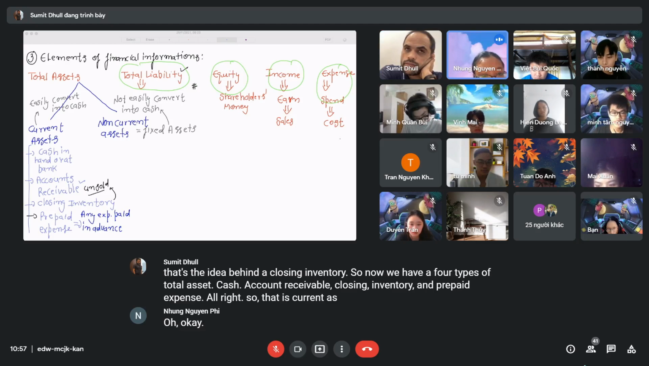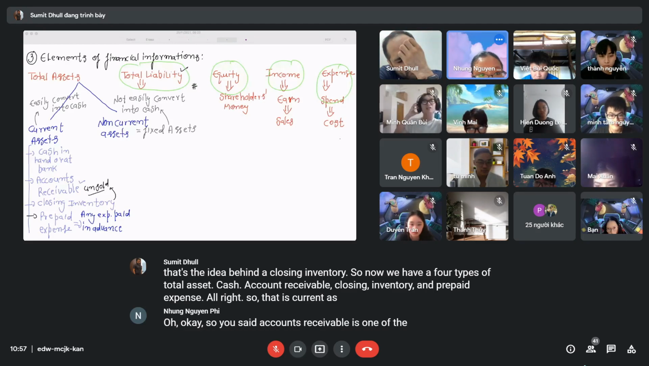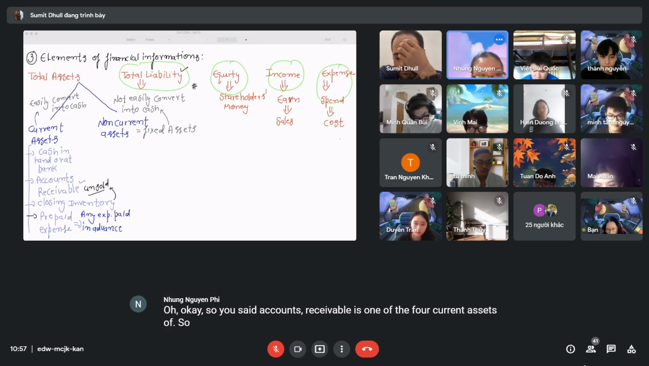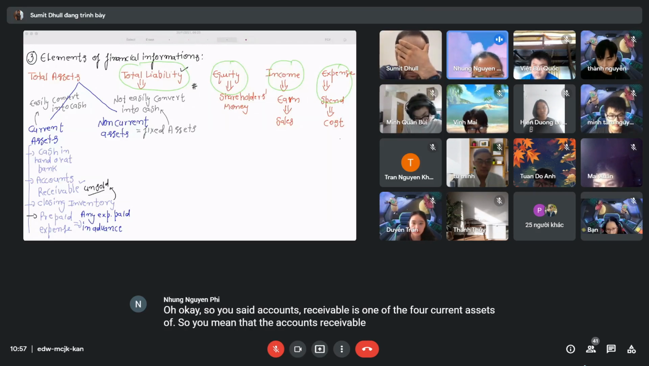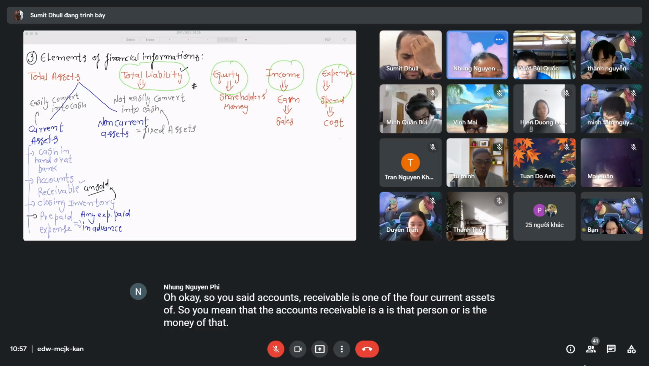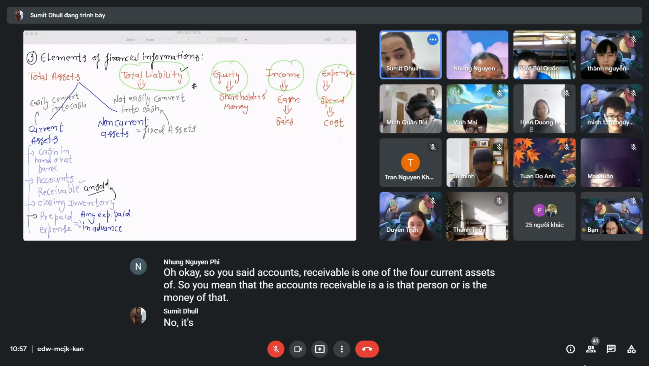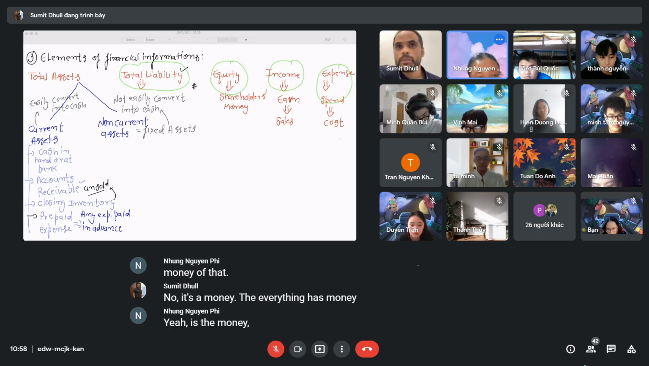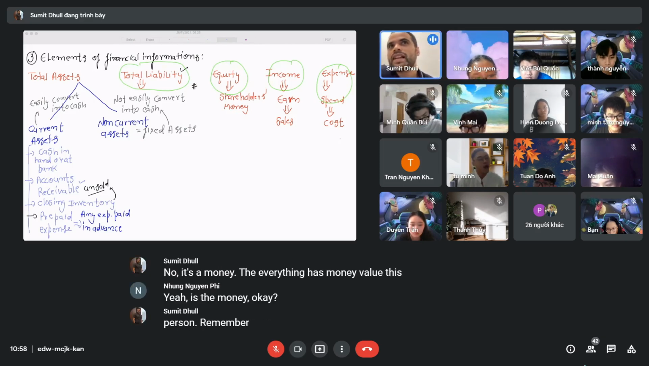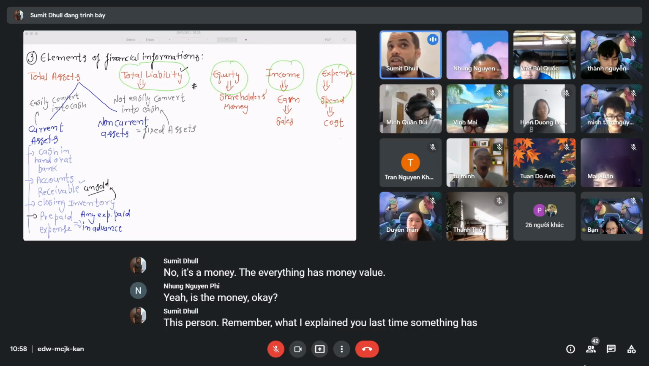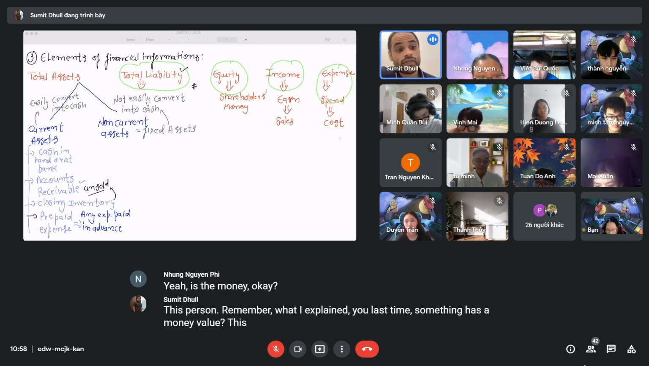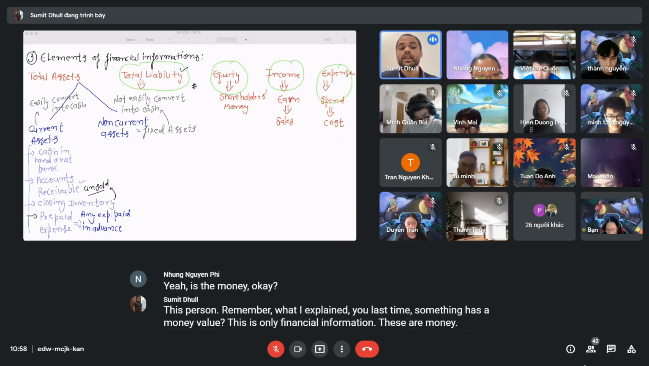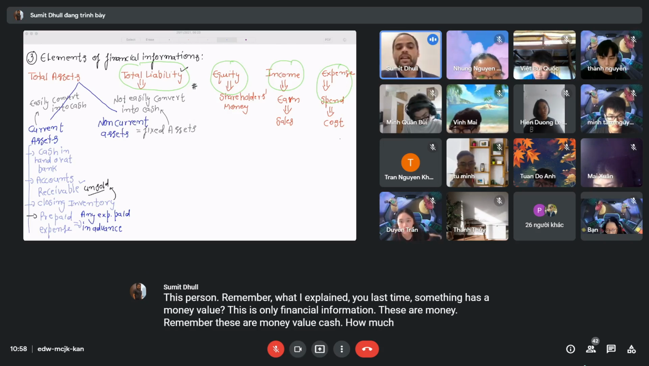Okay, so you said that accounts receivable is one of the 4 current assets. So you mean that the accounts receivable is that person or is the money of that? No, it's a money. Everything has money value. Remember what I explained you last time? Something has a money value. This is called the financial information. These are money. Remember, these are money value. Cash, how much? Account receivable, how much?